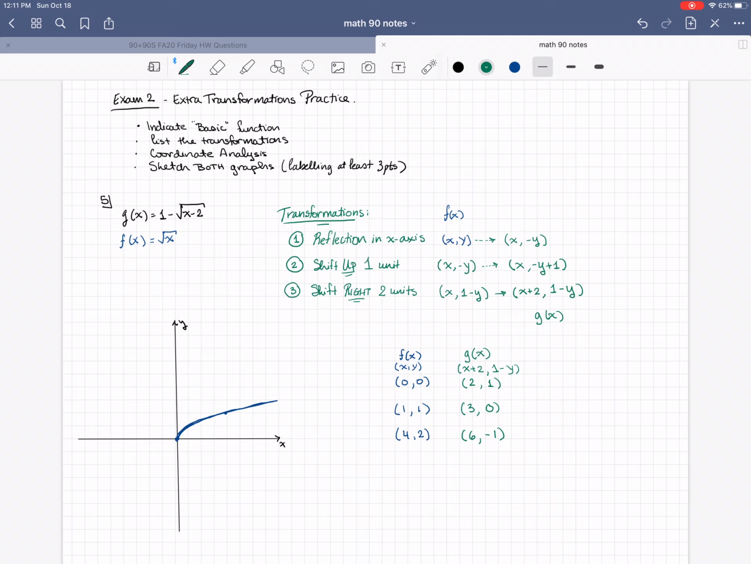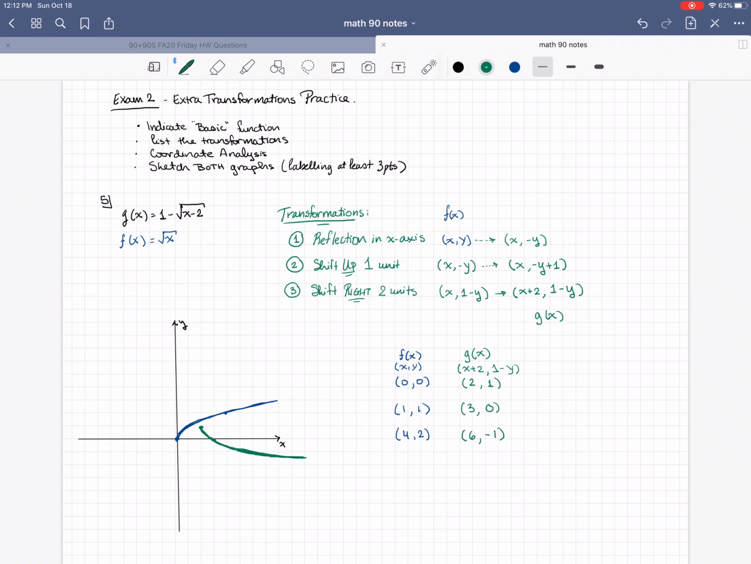Okay, so let's plot these. So 0, 0 goes to 2, 1. 1, 1 goes to 3, 0, and 4, 2 goes to 6, negative 1. And here is our shape. So again, as always, you're expecting exactly the same shape as before.